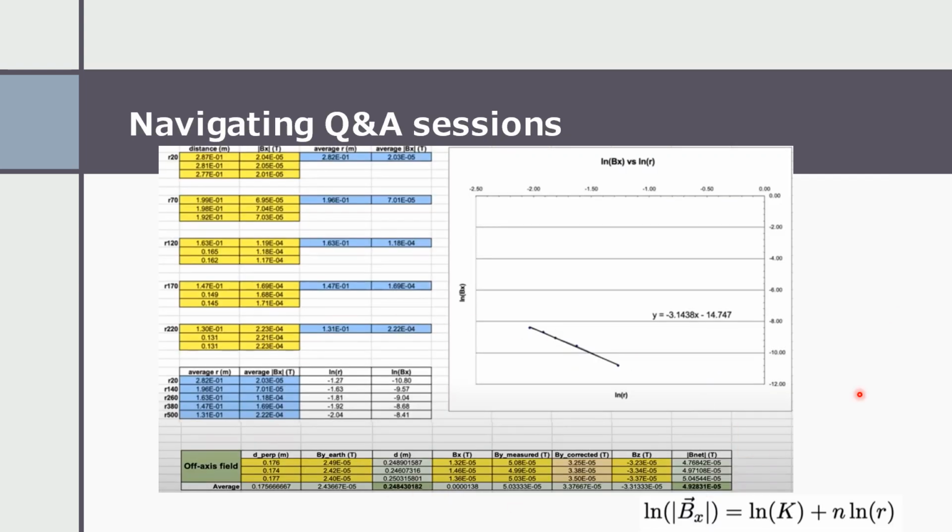But this is a screenshot of my Excel data. You can see the different measurements here, the distances, and then the magnetic field at those, and then the off-axis measurements as well. And this is the graph of this data. And I use this equation: the natural log of the field is this, and the slope is n, the natural log of r, and the y-intercept is the natural log of k. Sorry, n is the slope.